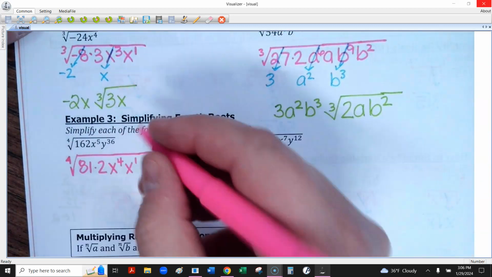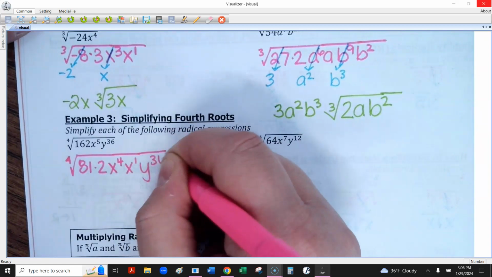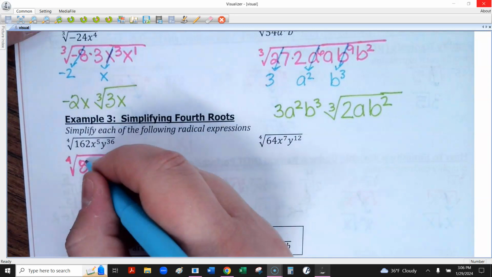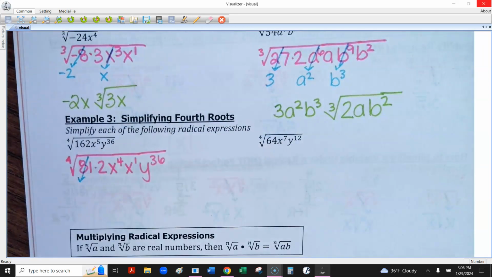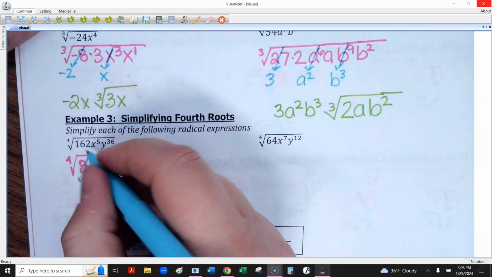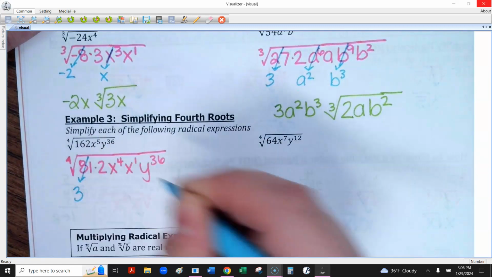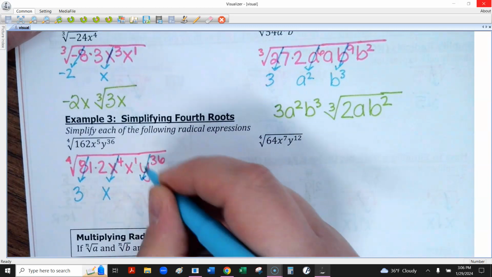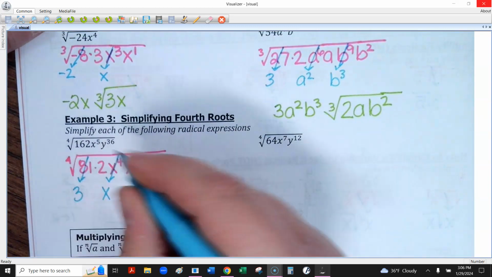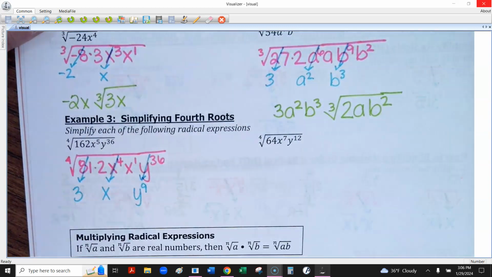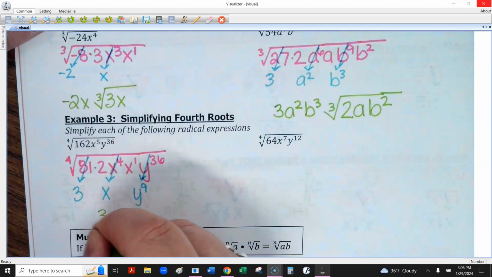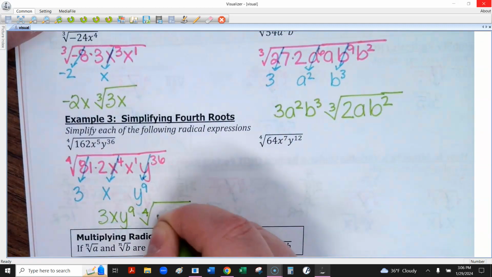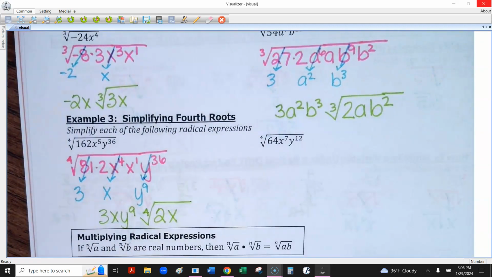And then 36 for my exponent on y, I'm going to leave that alone. That's a perfect 4th because 36 is divisible by 4. So now, don't get confused with these. We're working with the 4th root. The 4th root of 81 is 3. X to the 4th would come out as x. Y to the 36 would come out, exponent divided by the root, as y to the 9th. All right, so we're going to have 3x y to the 9th, and then still under our 4th root, we have a 2 and we have an x.